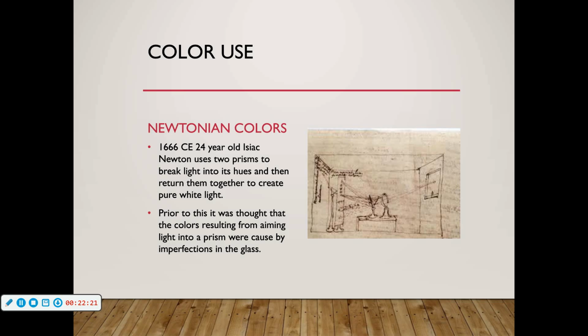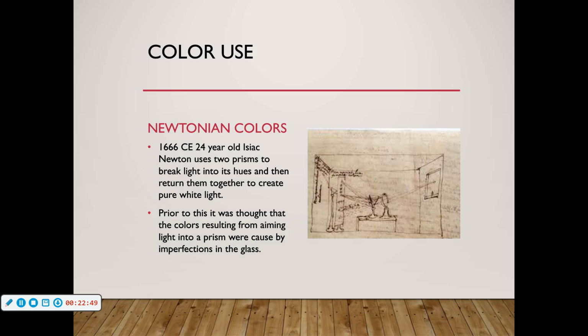So in 1666 CE, so that's Common Era, 24-year-old Isaac Newton decides to use 2 prisms and break light into its hues, which had been done before. It was known that you could take these little crystal prisms and break light into a rainbow. What no one had done yet was position 2 prisms precisely and return the light back together again.